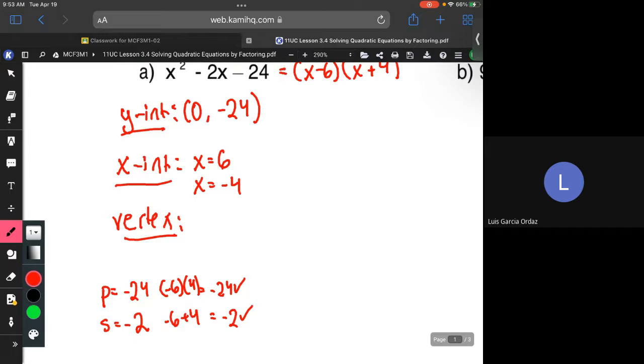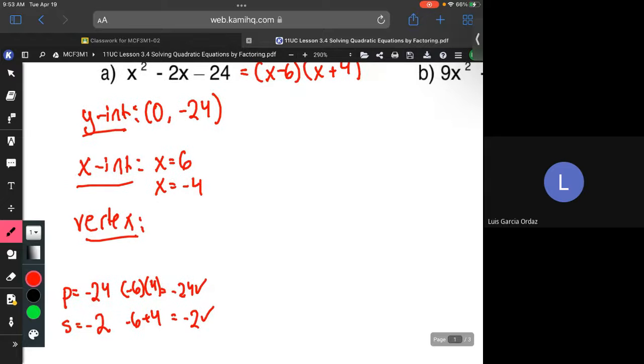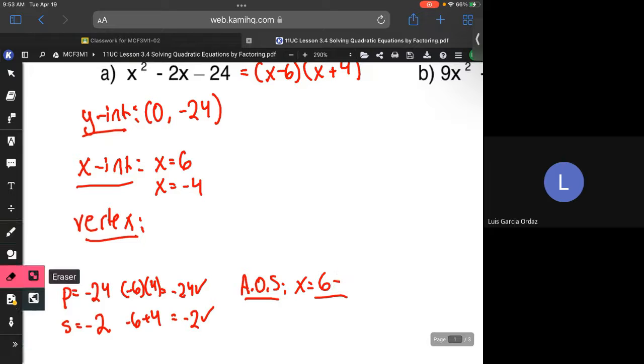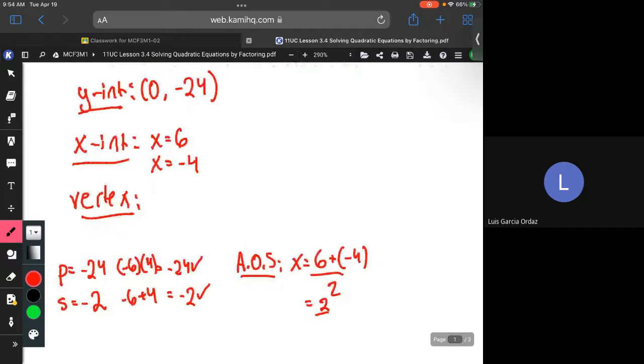Yeah. So what do I do to find my vertex, Brooklyn? You find the axis. Okay. So 6 plus negative 4 divided by 2, which gives me what? 2 divided by 2 is 1. Yep. So my axis of symmetry happens at x is equal to 1.